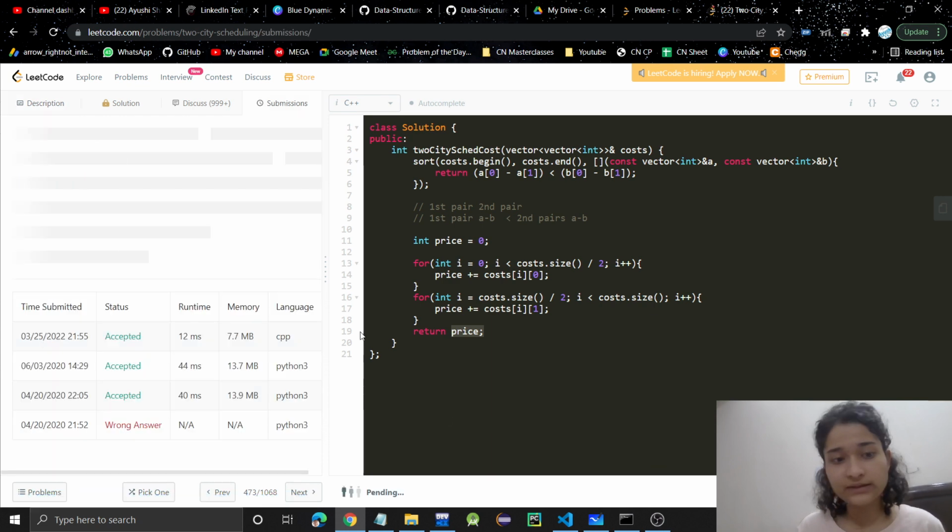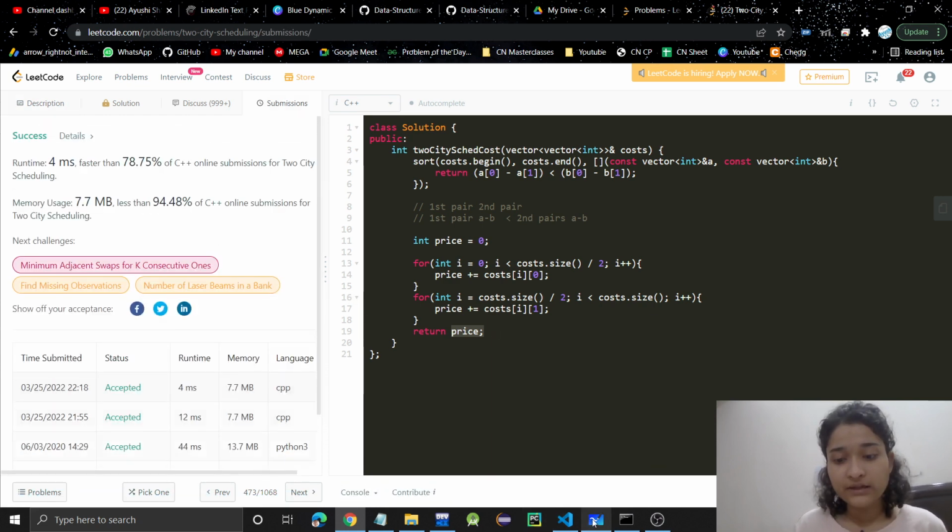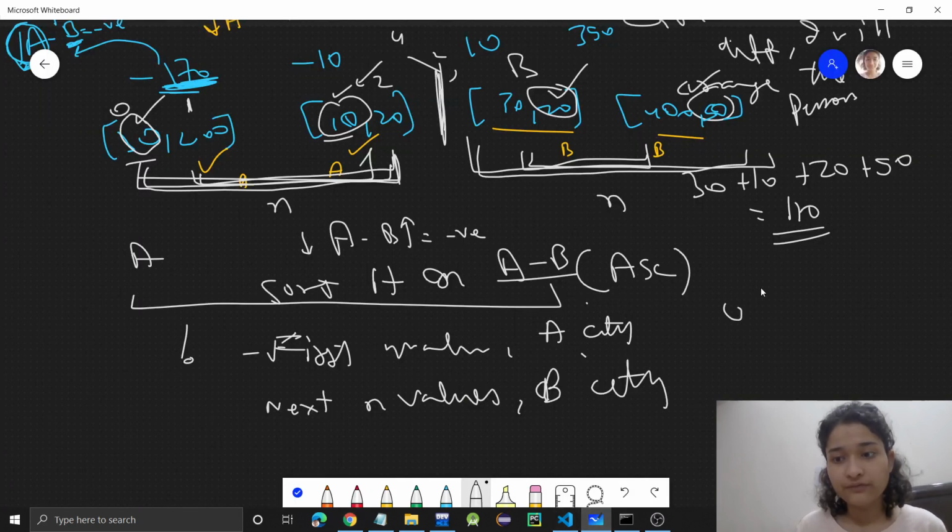So if I submit this, it's getting accepted. Time complexity for this will be O of n log n, since we are sorting, where n is the number of persons, and space complexity is constant.